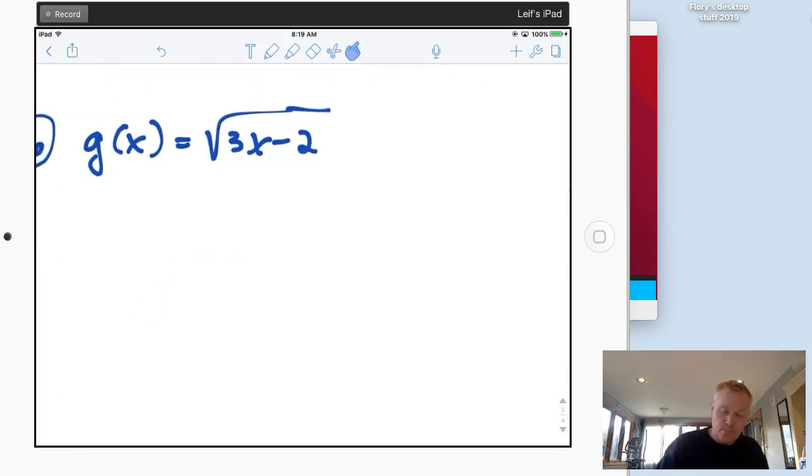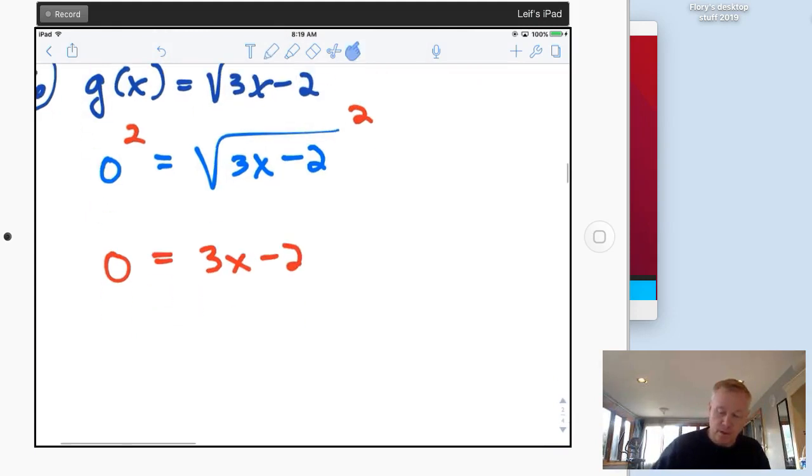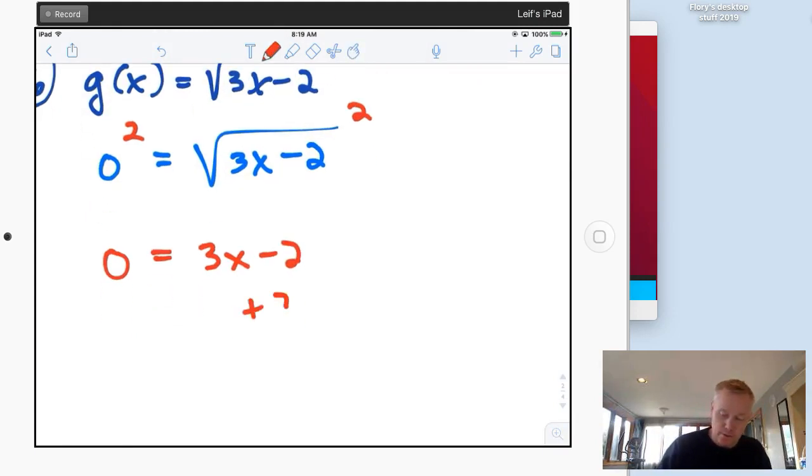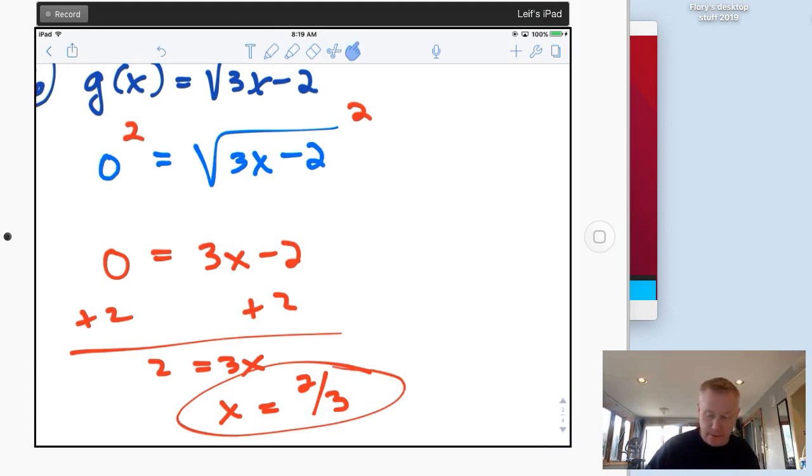Next one. Once again, set that equal to 0. This one's going to be nice and easy, which means I want to get rid of that radical, so I'm going to square both sides of the equation, which gives me 0 equals 3x minus 2. Okay, and then solve it, add 2, divide by 3, and x equals 2/3. And there's the answer. Nice and easy.